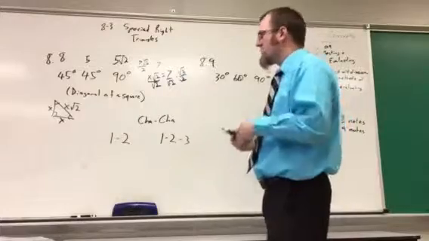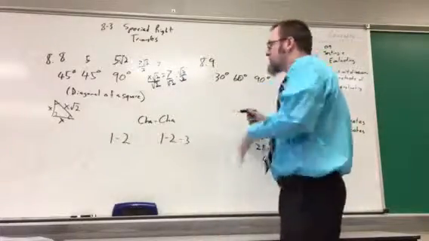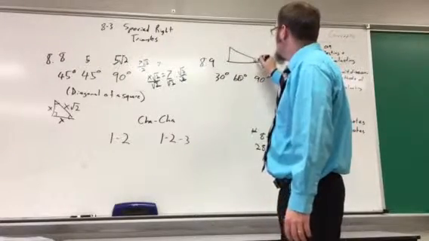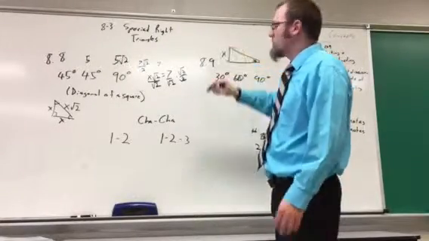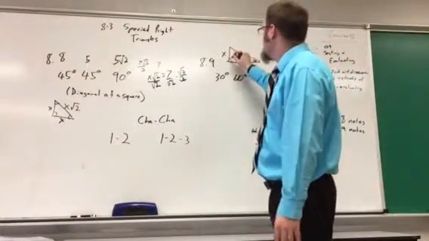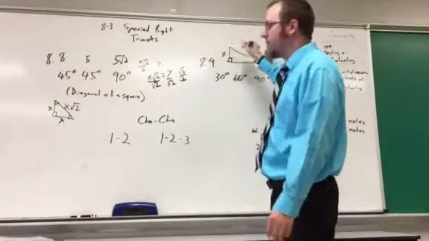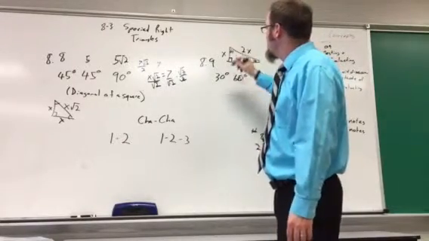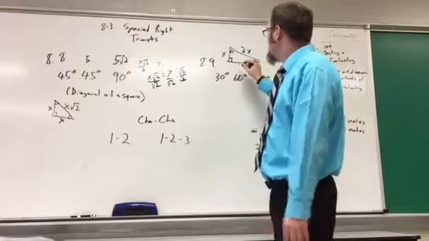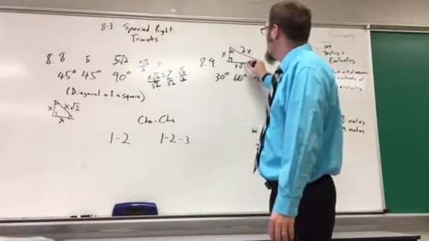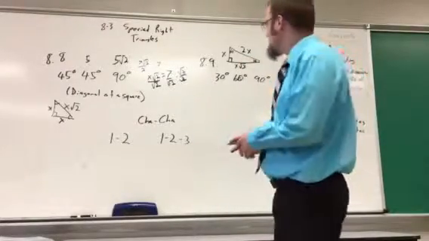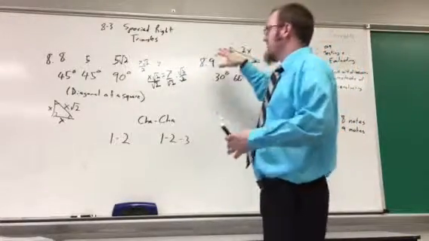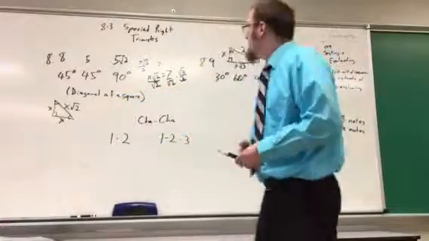On the next one, 8.9, it's the 30-60-90 right triangle, so it's kind of like this. If this is my 30-degree angle, opposite that is the side that would be labeled x. Here's my 90-degree angle. The side opposite that, the hypotenuse, would be 2 times x. And then opposite my 60-degree angle, my larger angle, is going to be x times the square root of 3.